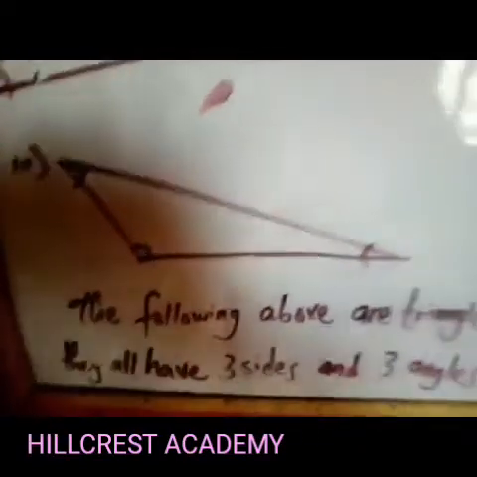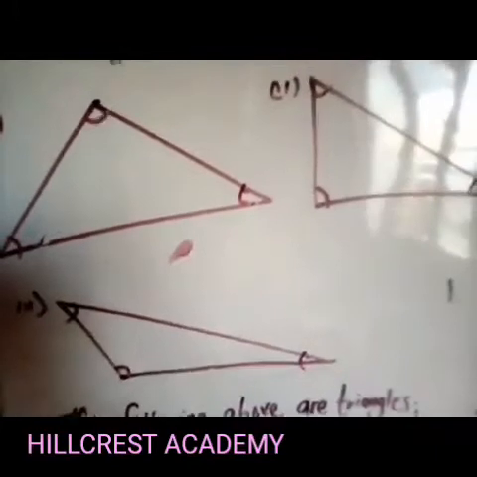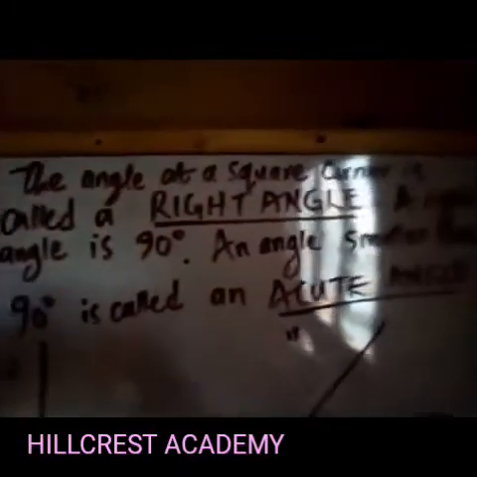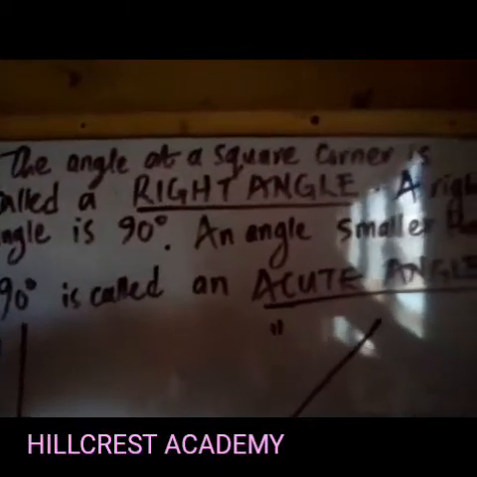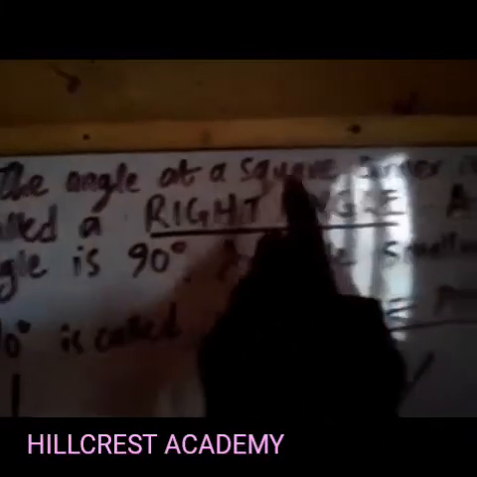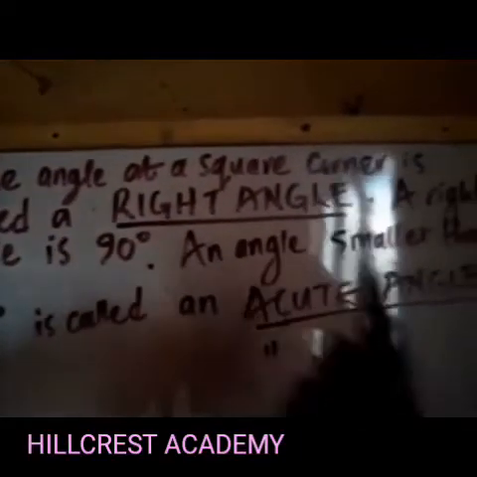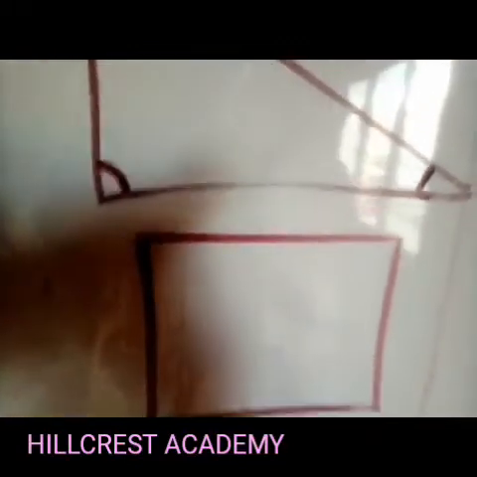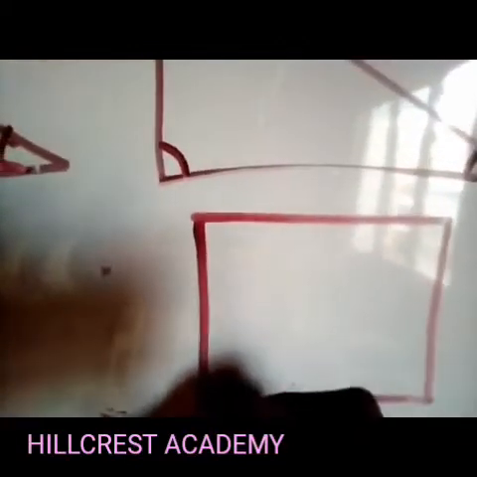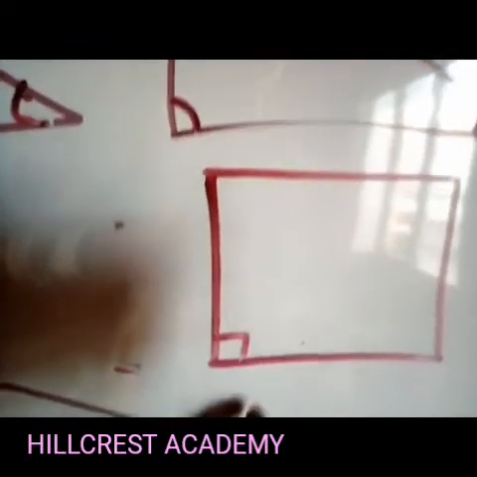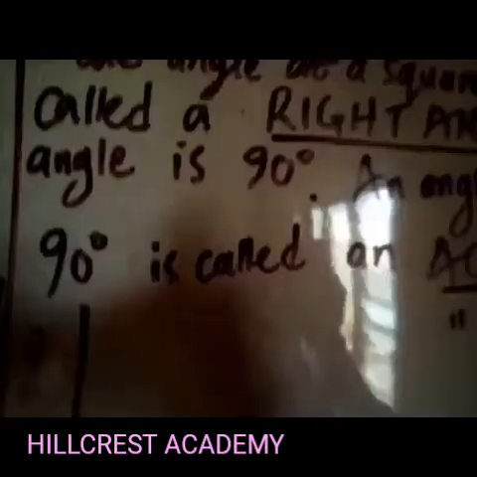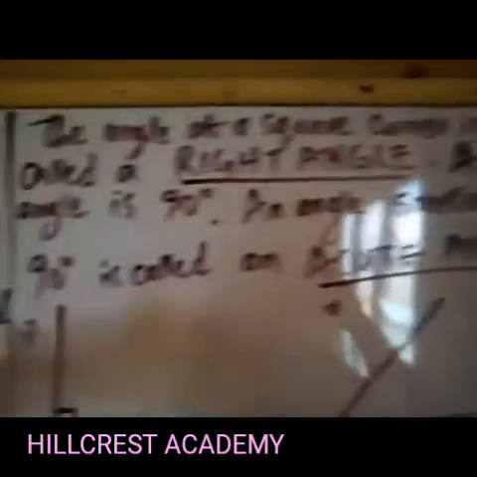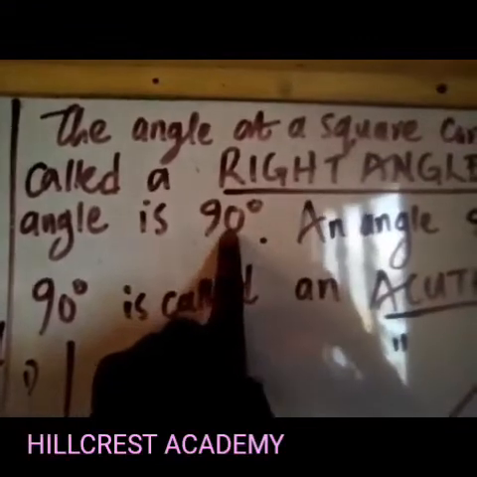Now that we understand what a triangle is, let's go to what a right angle is. The angle at a square corner is called a right angle. Take this square for example. Look at this square. This angle is called a right angle. A right angle has a value of 90 degrees.